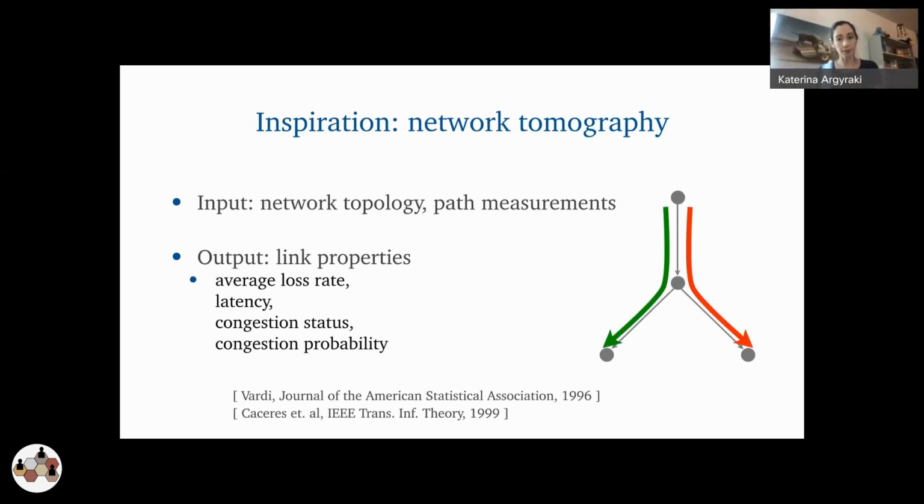So a basic network performance tomography algorithm would conclude that, well, the 2 links that form the green path must not be congested, since the green path is never congested, which means that any congestion suffered by the red path, well, it must be attributed to the bottom right link.